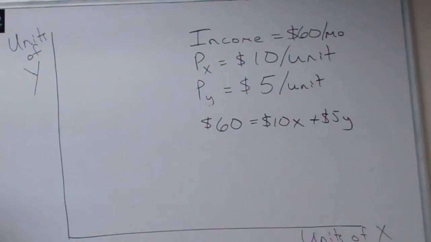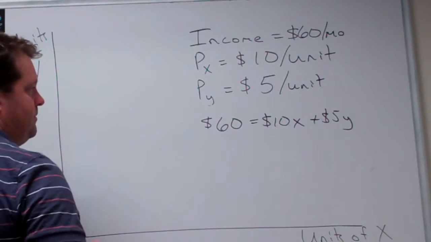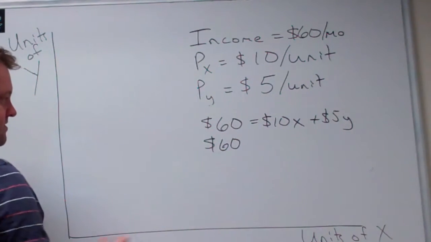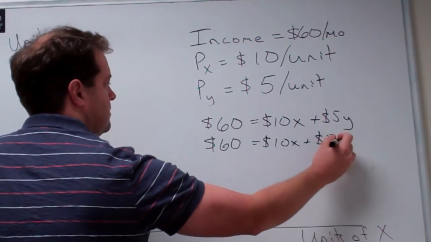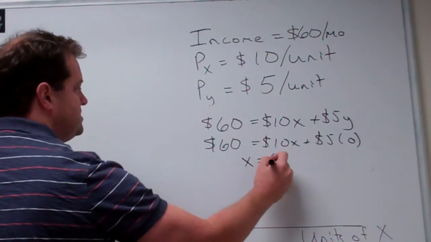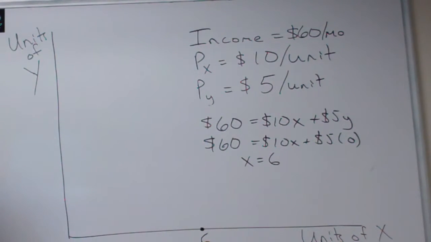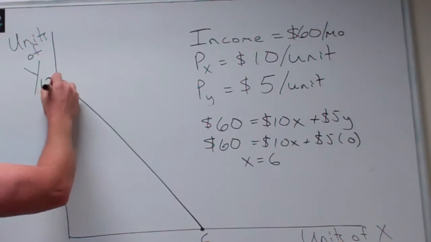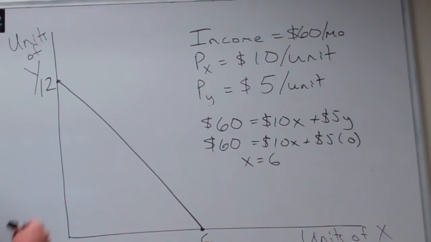We can map it onto this two-dimensional surface. We can start by saying that if he spends all of his income on X, so he buys no Y, we can use the budget constraint to figure out what the x-intercept is. By solving for X in that equation, that gives us X equals 6. So at most he can have 6 units of X. Do the similar thing for Y here, and we get 12 units of Y.